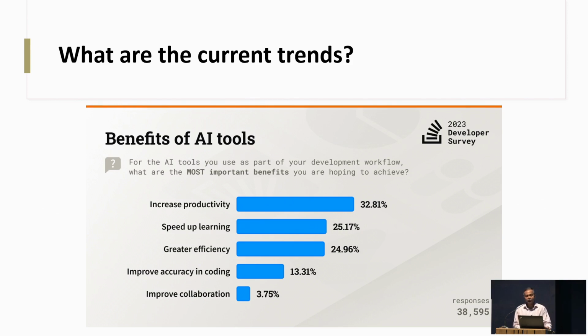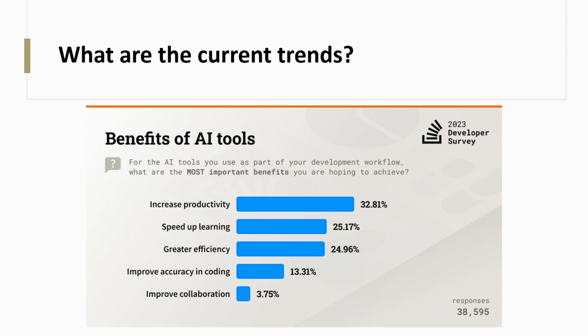In the Stack Overflow developer survey, they also asked one question about the benefits of AI tools in their development workflow. This question was answered by 38,595 developers, and you can see almost 33% of developers said it increased their productivity. 25% said it sped up learning. I'll show you how AI speeds up your learning. Then 24% said they have greater efficiency while coding, and 13% said it improved their accuracy in coding.